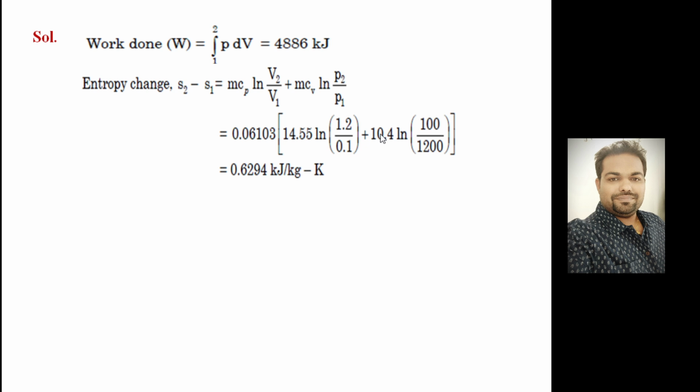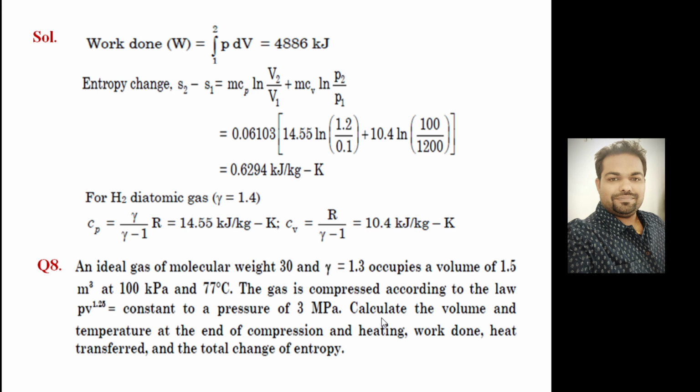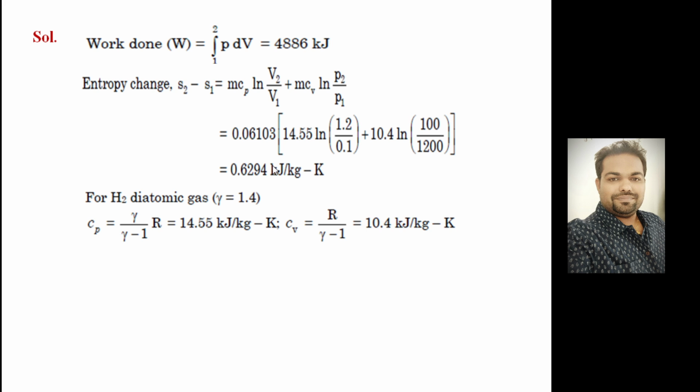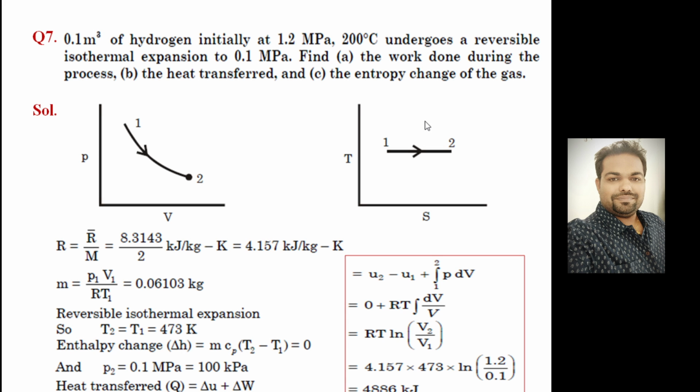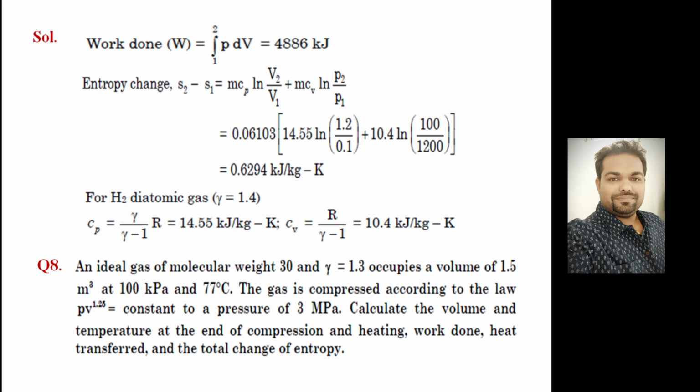And Cp and Cv directly you can calculate in this way. Cp is equal to gamma R upon gamma minus 1, which is 14.55, and Cv is equal to R upon gamma minus 1, which is 10.4. Clear? So this is the first problem, right? That's what we asked, right? Entropy change we calculated, heat transfer is equal to work transfer, that you have already calculated. Take the next problem.